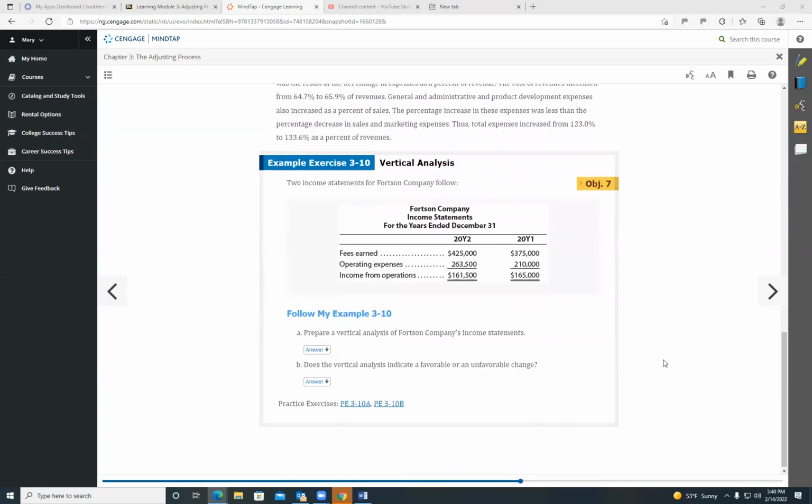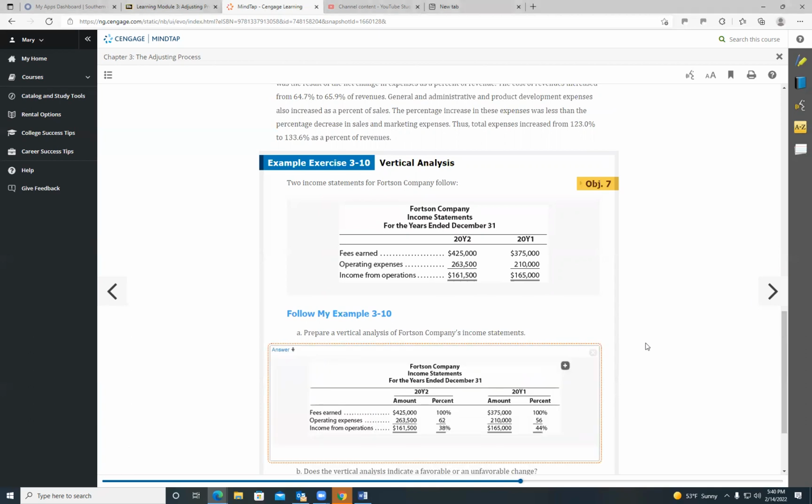So we can quickly do this example exercise, but this is into the chapter for the adjusting process. If you guys have any questions or concerns, feel free to email me. But let's do this vertical analysis real quick before we end the recording. So it says to prepare a vertical analysis of the Fortson Company's income statements. So let's quickly do that.